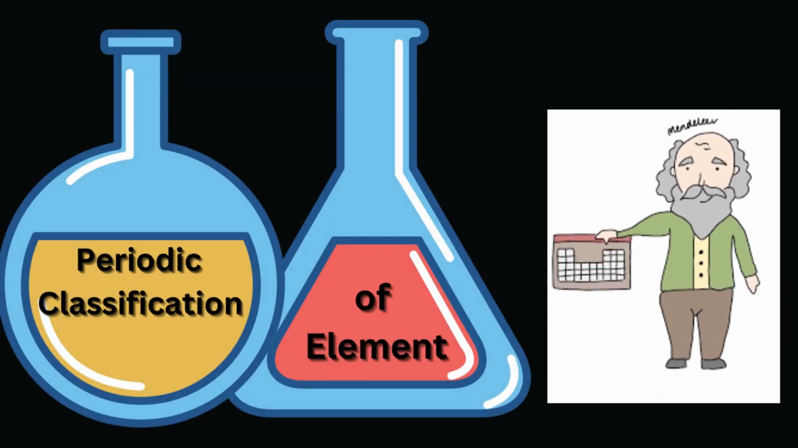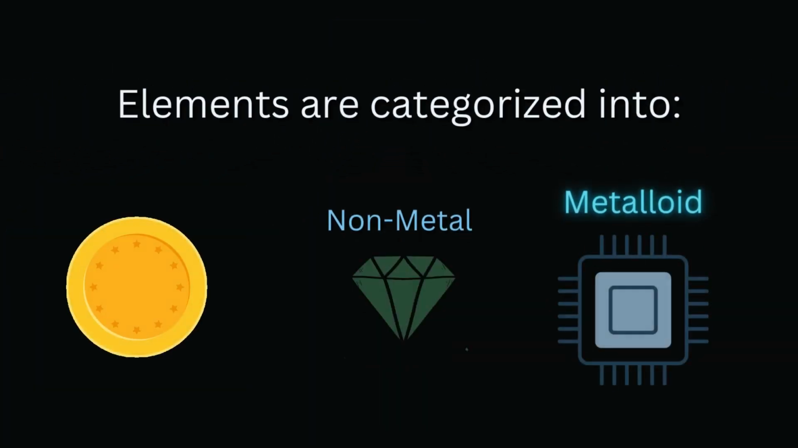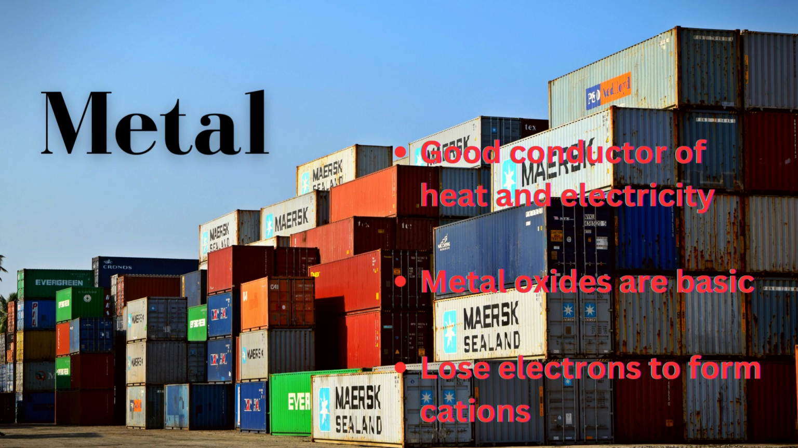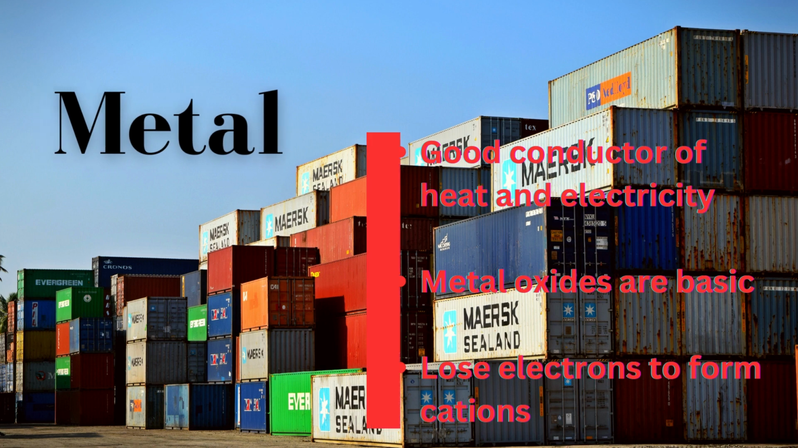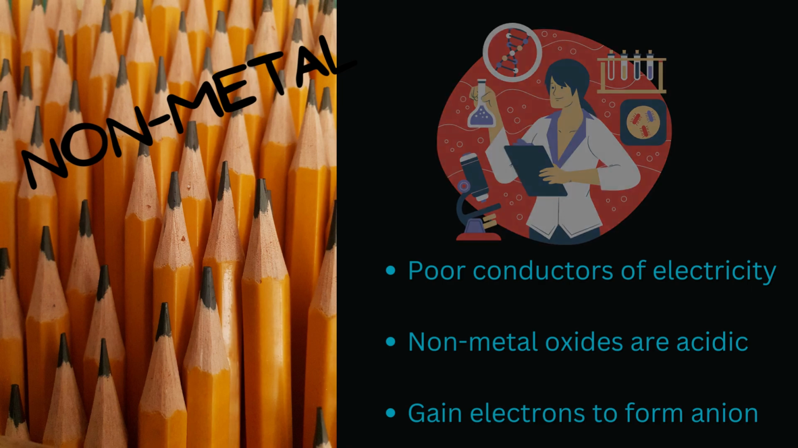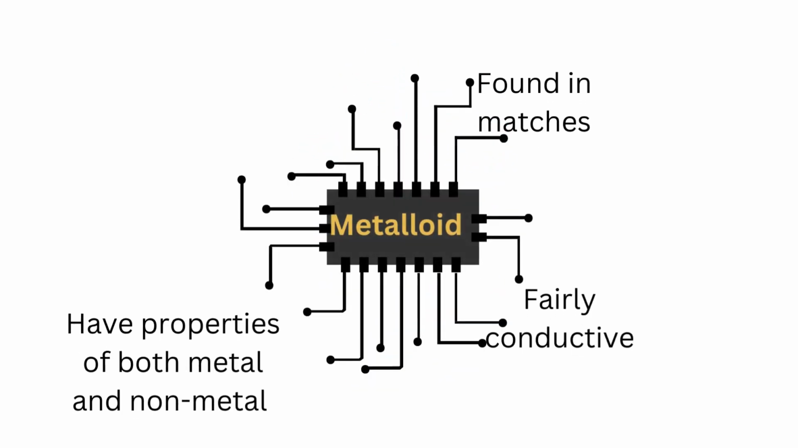It's Joshua here, and I'm going to talk about the periodic classification of elements. Elements can be classified into metal, non-metal, and metalloid. Metals are good conductors of heat and electricity, whereas non-metals are not. Metals donate electrons to form cations, while non-metals receive electrons to form anions. Metalloids have properties of both metals and non-metals.